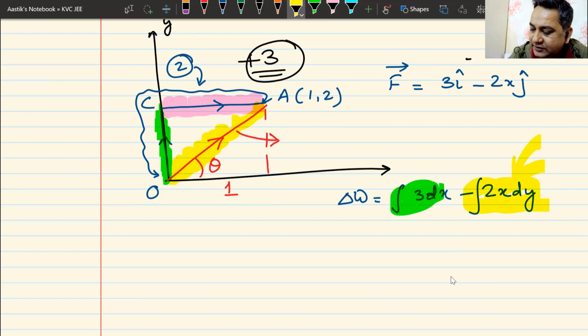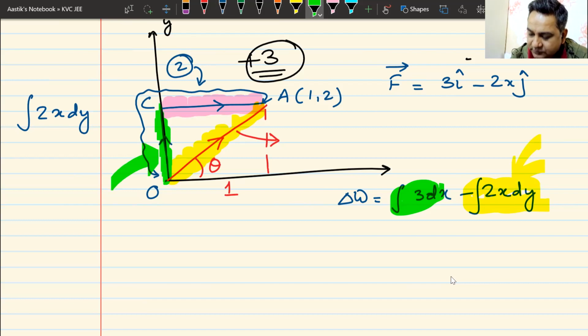Now, how do I calculate the yellow integral? I'll simply write it: integral of 2x dy. And then I look at the green path, this one, when I go from O to C.